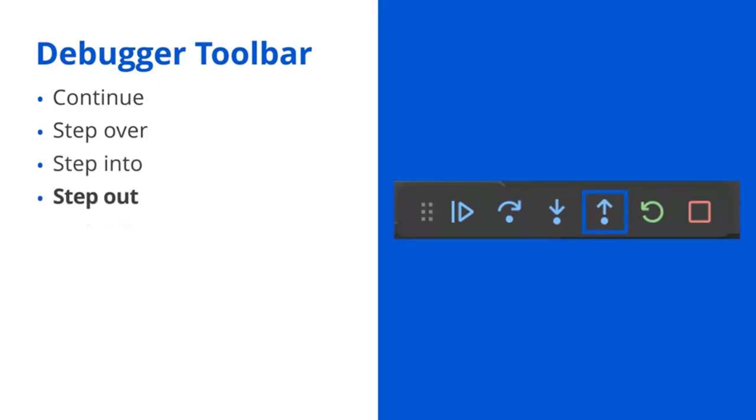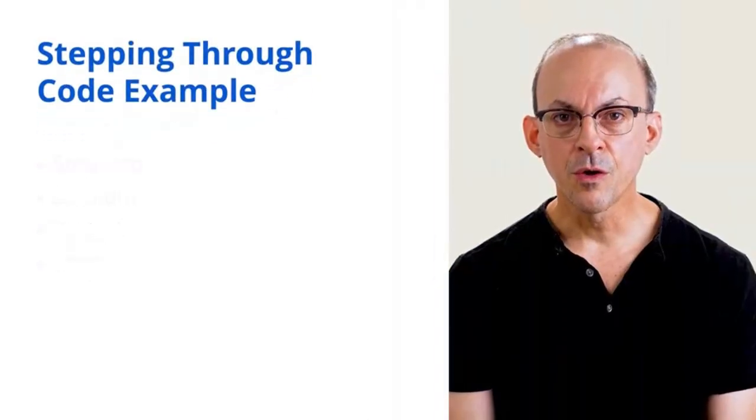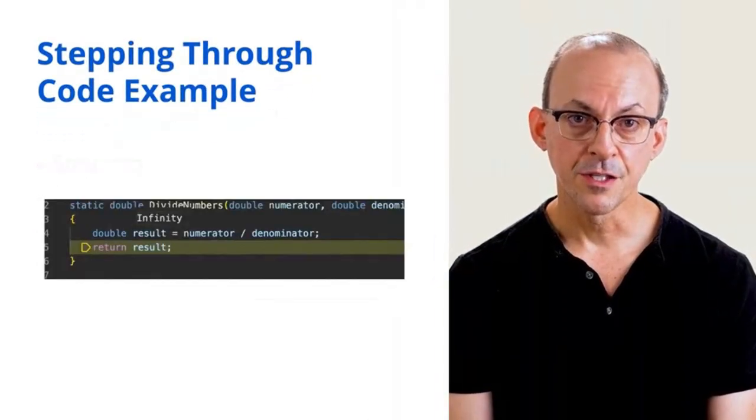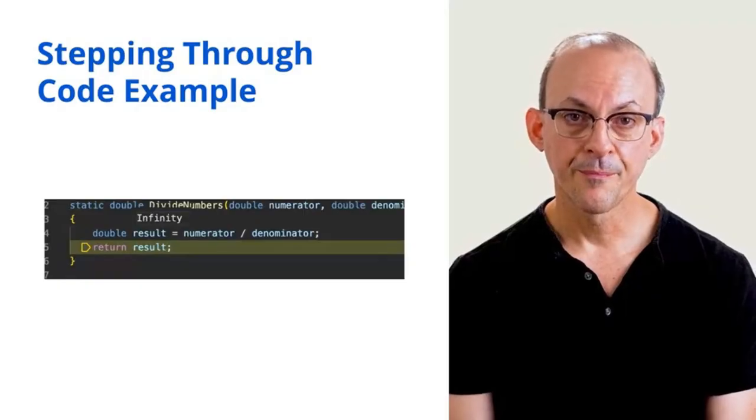Next, the Step Out button, which completes the execution of the current function and returns to the calling function, then pauses. Then the Restart button, which stops the current debugging session and starts it again from the beginning. Finally, the Stop button ends the current debugging session entirely, halting all code execution. Stepping through code works once the debugger has stopped the execution as mandated by a breakpoint.